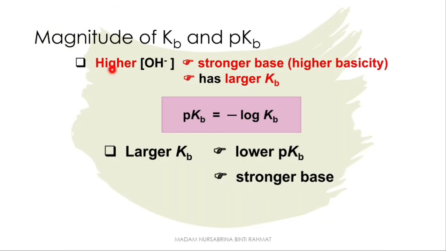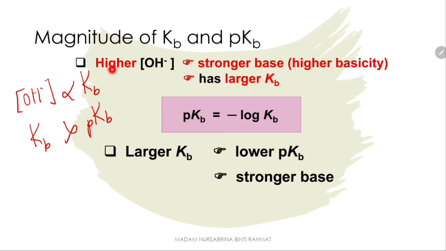pKb works the same way, but this one is for your base. pKa is negative log Ka, and pKb is negative log Kb. The relationship is simple: the concentration of OH− is directly proportional to the Kb value, but your Kb value is inversely proportional to your pKb value. That means a higher OH− concentration means a high Kb value but a low pKb value.